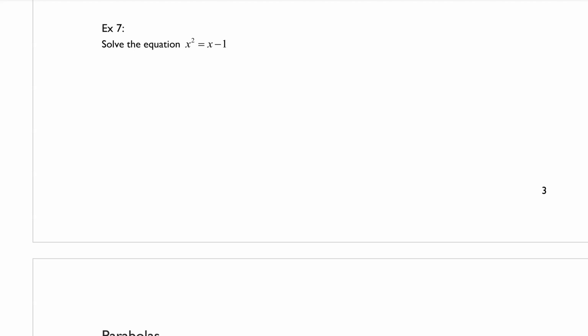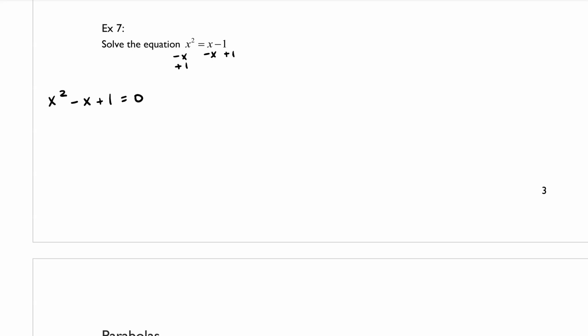All right, let's move on to example 7. It says solve the equation x squared equals x minus 1. I'm going to go ahead and subtract x and add 1 to both sides. So then we get x squared minus x plus 1 is equal to 0. Now let's go ahead and try to factor this.